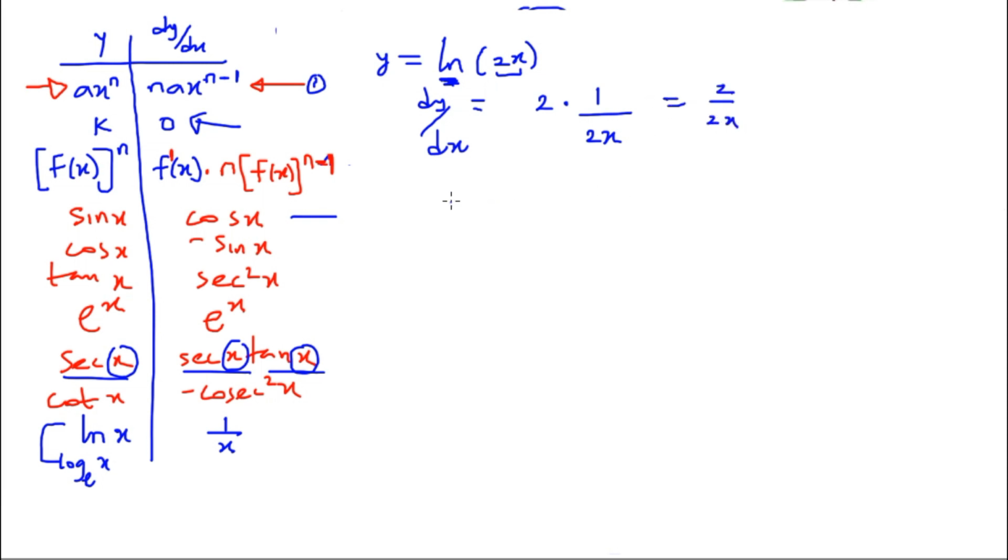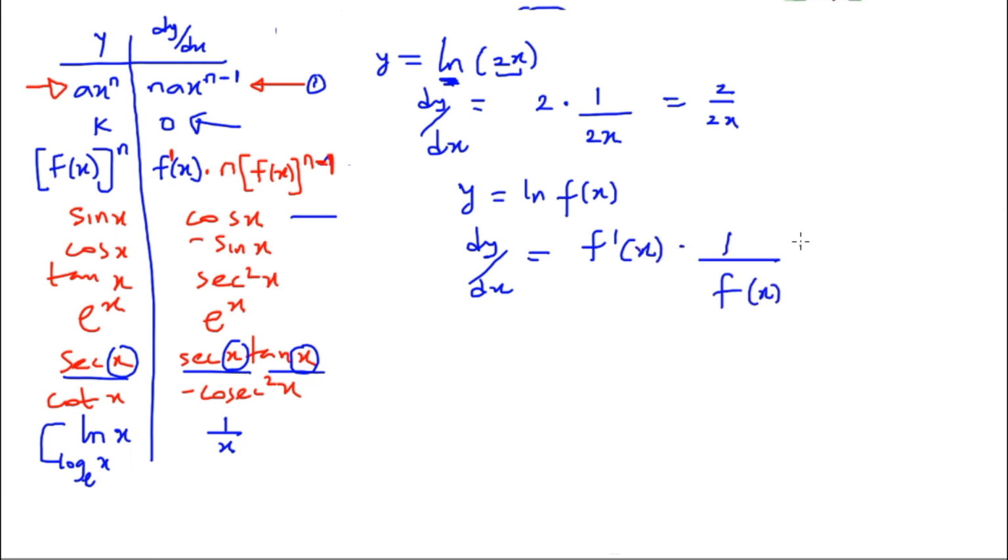So it means that if y is equal to the ln of a function of x, the derivative, which is dy dx, will be equal to f prime of x dot 1 over f of x, which can also be written as f prime of x upon f of x. It is as simple as that.